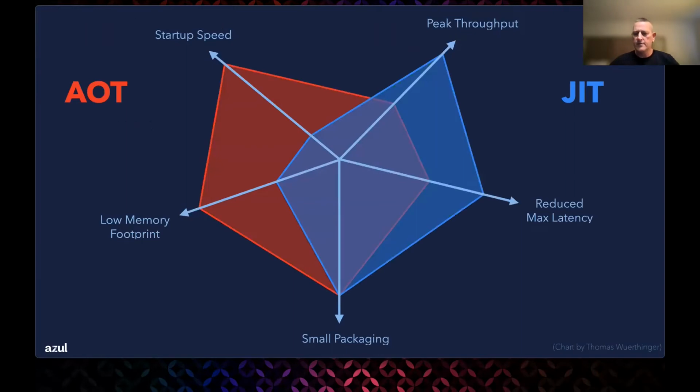Okay. And I found this chart by Thomas Würtinger from the GraalVM team, which in principle shows the same that I told you. It just shows you the differences, where the startup speed is the big advantage with the AOT, the peak throughput is the big advantage of the JIT. The reduced max latency is related to the garbage collector, which is in GraalVM. I'm not sure they can use G1, but I'm not sure if you can switch, for example, to ZGC or parallel GC or something like that. I think this is not possible at the moment, where you can define that on the JVM, on the JIT, of course. Small packaging is more or less the same, but the memory footprint is definitely lower with the AOT.